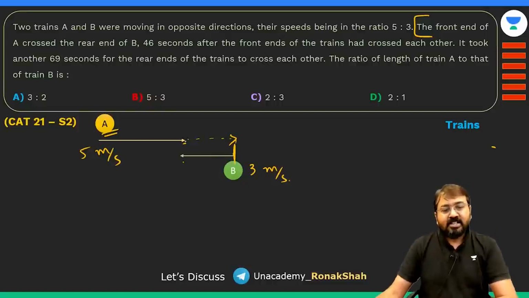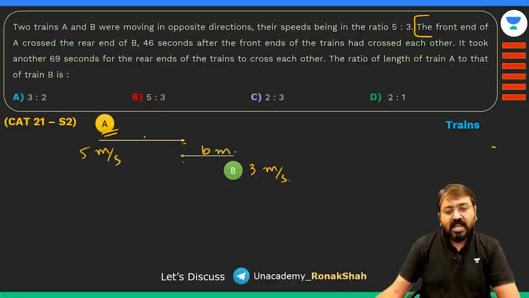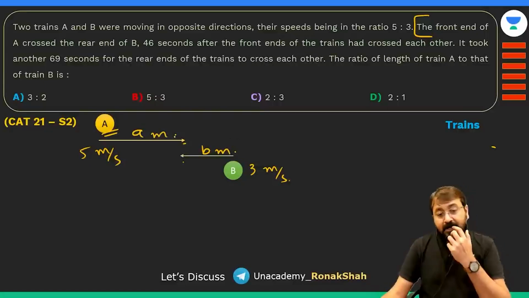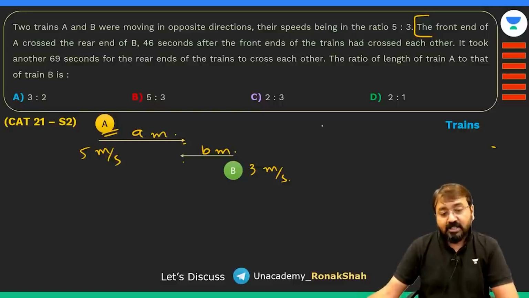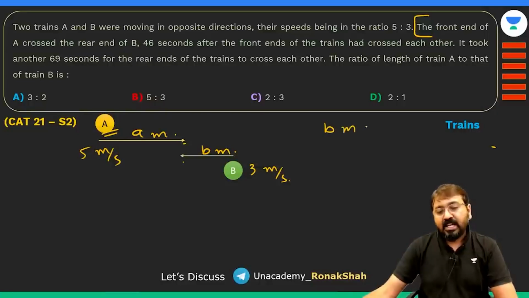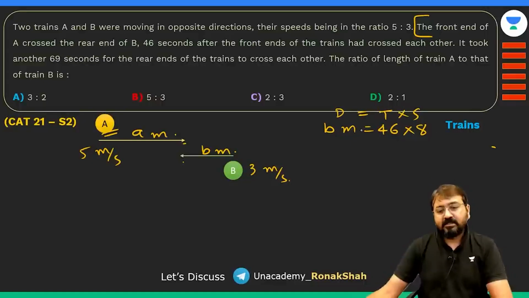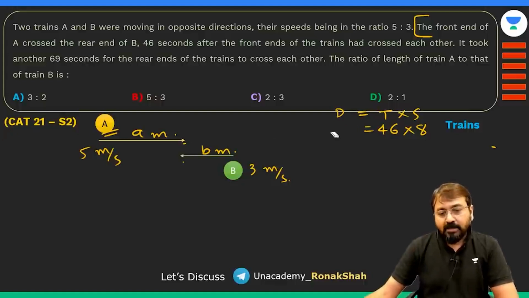At the relative speed. See, this engine has traveled this much distance, which is equal to length of the second train. So let's assume the length of second train as B meter and length of first train as A meter, right? So here the train A travels this B meter distance in how much time? In 46 seconds. So can I say distance is equal to speed into time, or time into speed. So time is 46 seconds, and what is the speed? Speed is 8 meter per second. Relative speed is sum of the speeds, right? So this is what we got. B is equal to 46 into 8.